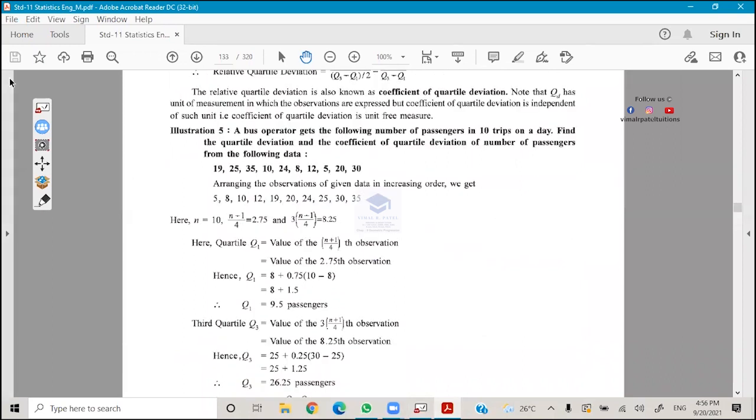A bus operator gets the following number of passengers in 10 trips on a day. Find the quartile deviation and the coefficient of quartile deviation of number of passengers from the following data. First of all, you have to arrange the data in ascending order, starting from lowest to highest.